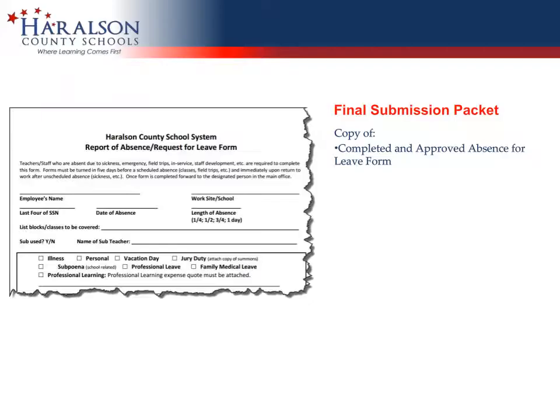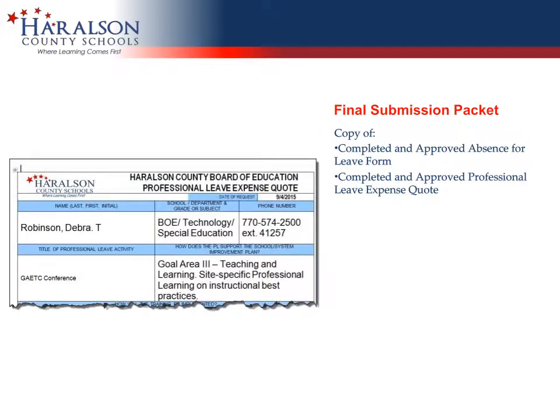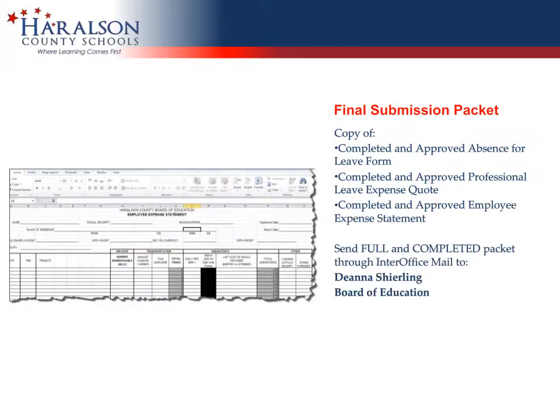You are now ready to compile your final submission packet. The first item you will need will be a printed copy of the approved absence relief form. Remember, you were asked to save the emailed copy from the district office. You will also need a printed copy of your approved expense quote. And finally, you will need the original of your fully completed and signed expense form. Take this packet to your instructional coach or assigned building expert for review. Once all of your forms have been reviewed for accuracy, they will be submitted to the district office for reimbursement.